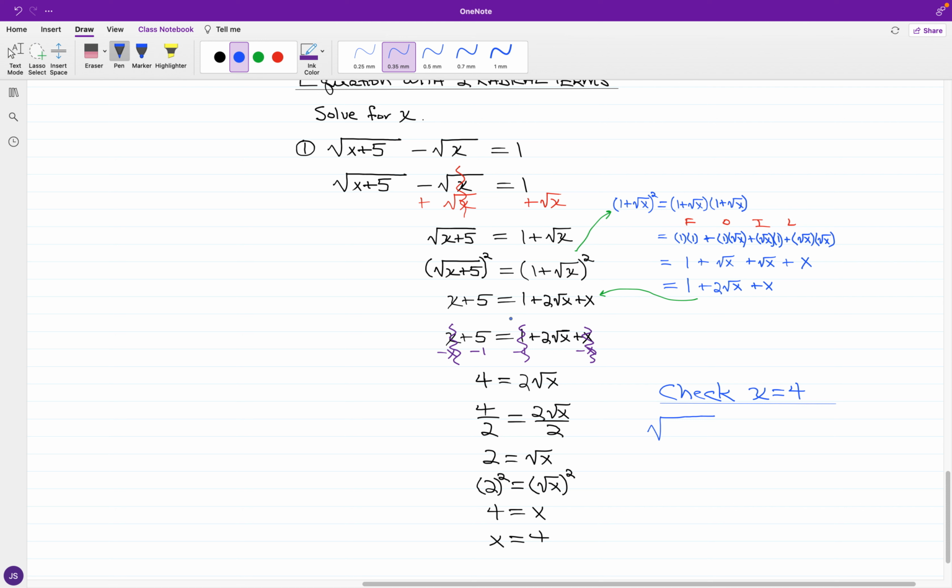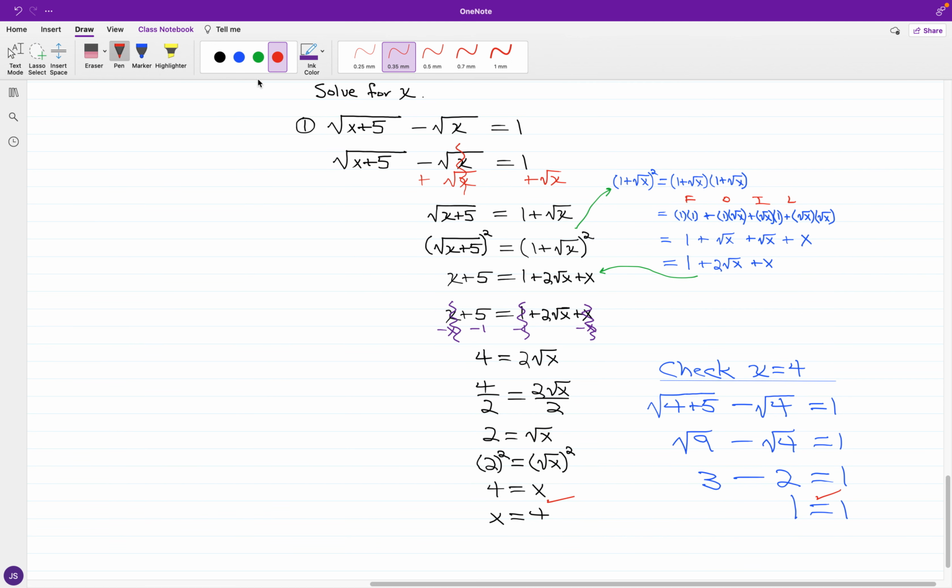So going back, I have the square root of x plus 5, so we have the square root of 4 plus 5, and minus the square root of x, so this will be minus the square root of 4, is equal to 1. 4 plus 5 is 9. And for the difference, the square root of 9 is 3, the square root of 4 is 2, and 3 minus 2 is 1. And 1 is equal to itself. And so it follows that 4 is going to check out for this equation.